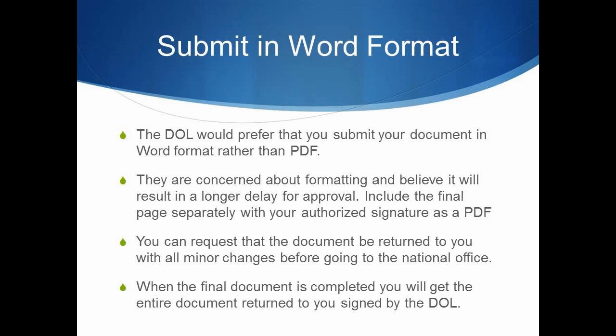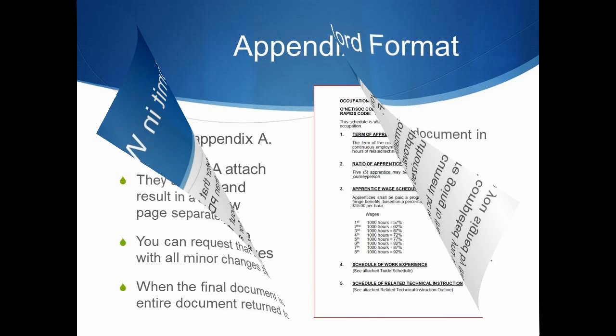The Department of Labor would rather you submit your standards in Word format rather than a PDF. They are concerned about the final formatting and indicated that if the formatting is incorrect, it will delay approval. So submit your standards in Word format and sign the final page and send that page only in PDF format. When the document is approved by the Department of Labor, they will send you back a PDF with your signatures and the Department of Labor approval for your records.